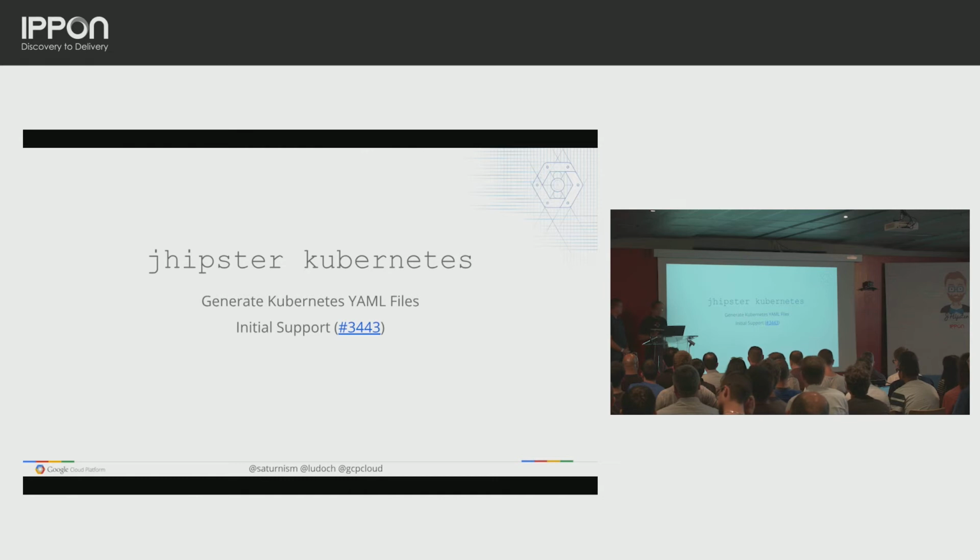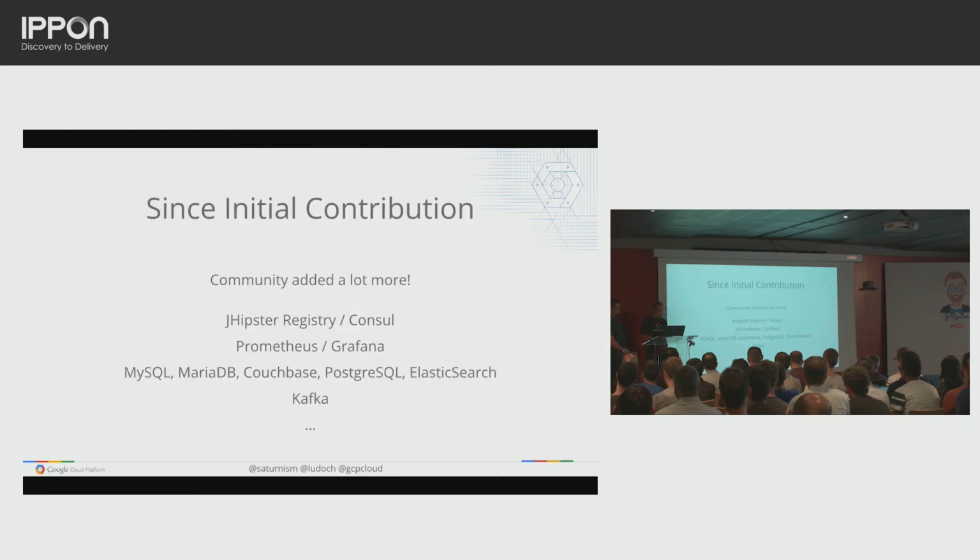Now, the Kubernetes generator has been around since 2016. And since then, it's been worked on by the community, and a lot more features are being added. But I just want to recognize, I know that Pierre actually helped me quite a bit, and also Pascal helped on this issue as well, so that we can actually generate the deployment files for Kubernetes. So you can actually deploy JHipster, monolith, and microservices into Kubernetes.